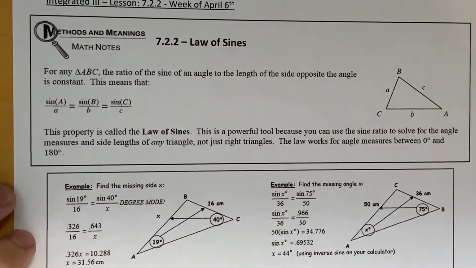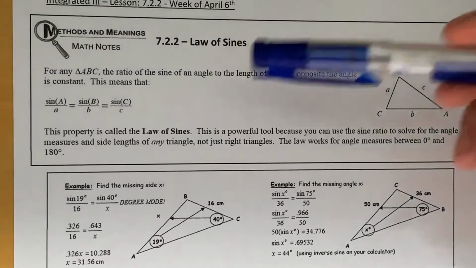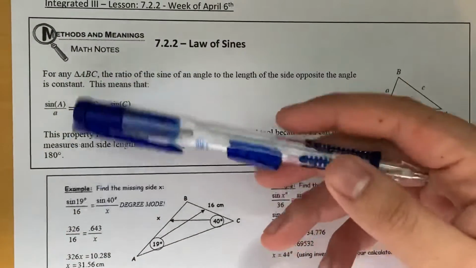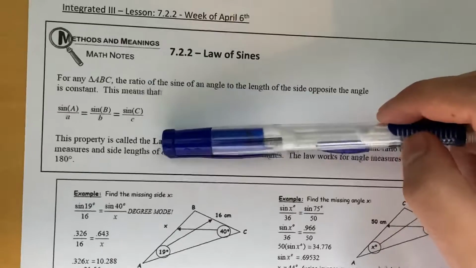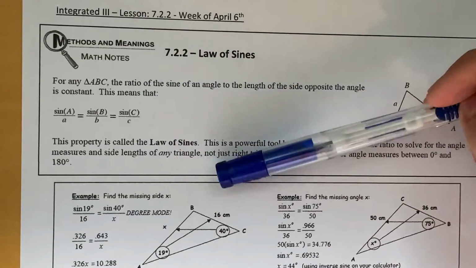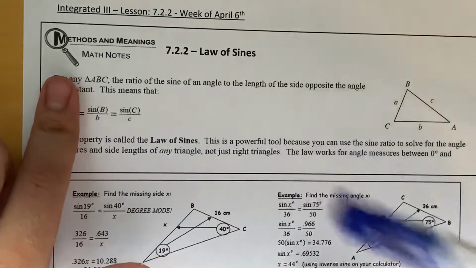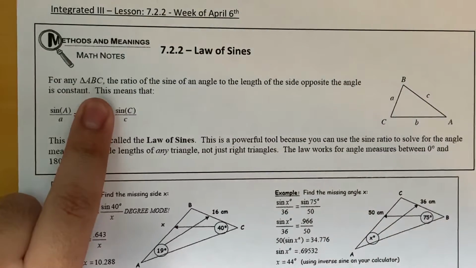All right, hello class. So today we are going to be doing law of sines, and let's look at the formula for law of sines. Sine of A divided by A equals sine of B divided by B equals sine of C divided by C. You won't be using all three of these equivalencies. You'll be using maybe sine of B over B equals sine of C over C, or even sine of A over A equals sine of C over C.